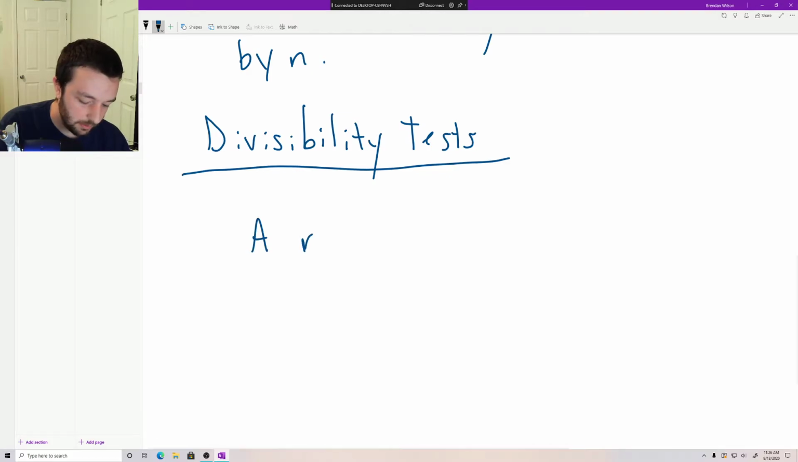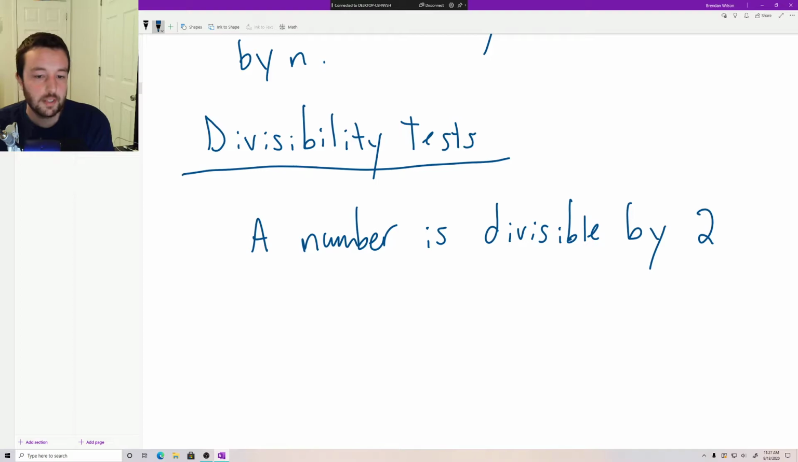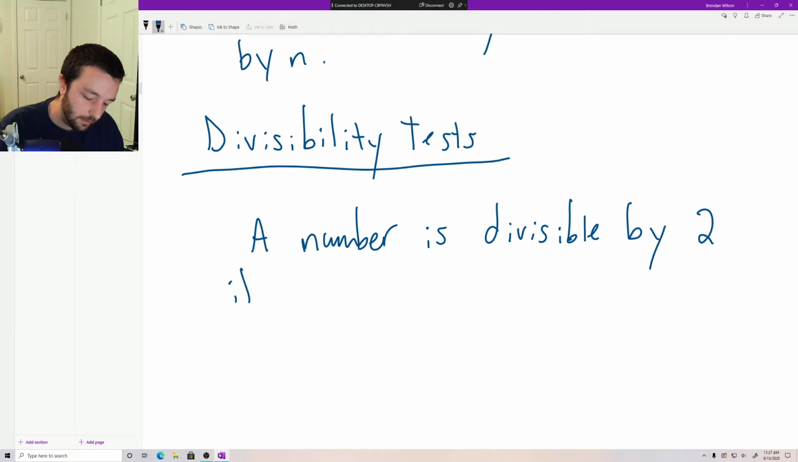So to test if a number is divisible by 2, well, like I said, all the numbers that were multiples of 2 were all even numbers. So what does it exactly mean to be even? We never really talked about what even versus odd is, right? By definition, even just means that it's a multiple of 2, so that's not really helpful.